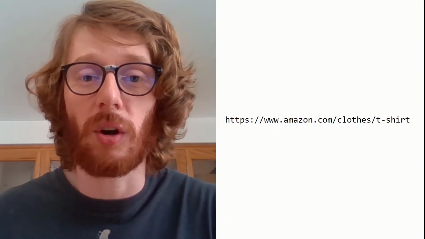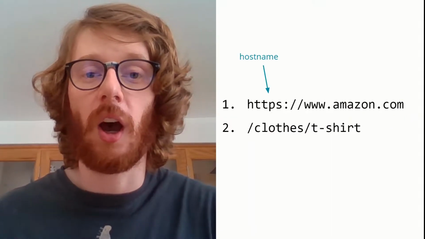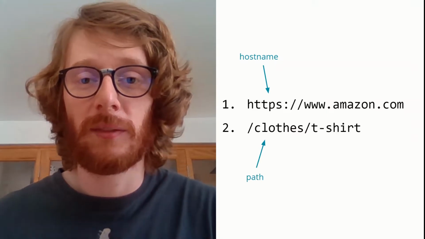Let's say Amazon.com. Your browser is going to take that and split it into two pieces, a hostname and a path. Your browser is then going to go look up that hostname in a big address book, because what it wants is to take that human readable address of Amazon.com and turn it into the address of the actual computer you want to talk to. That's called an IP address, and it looks something like this.